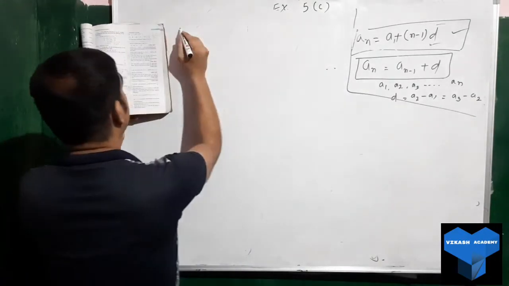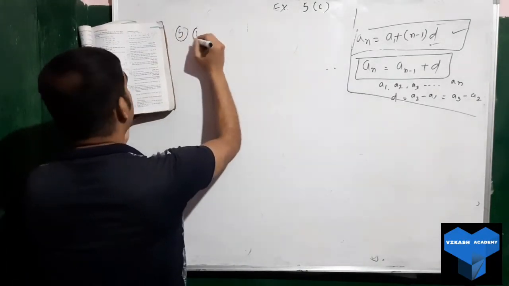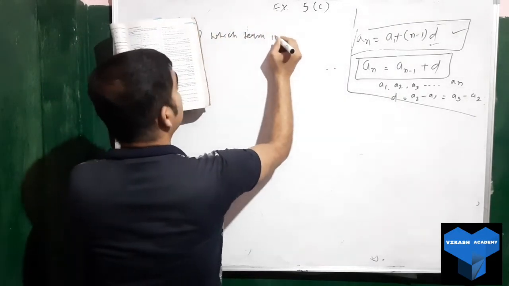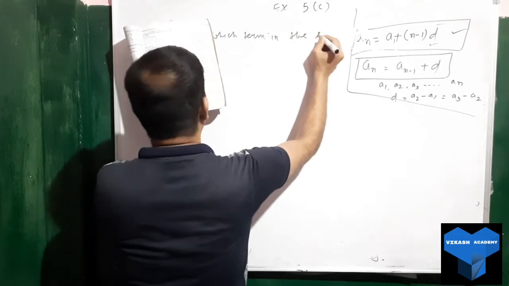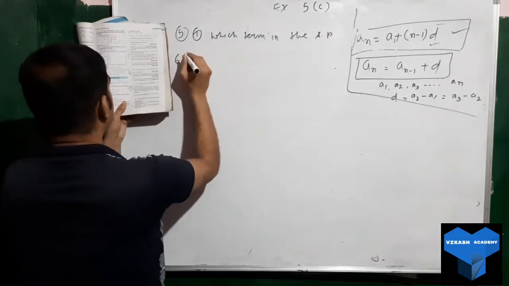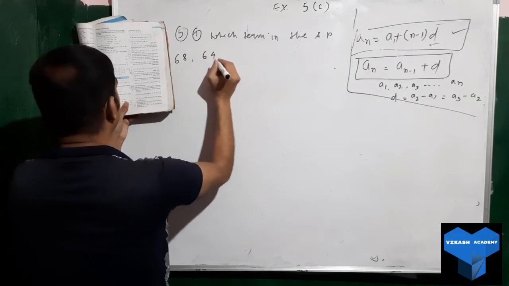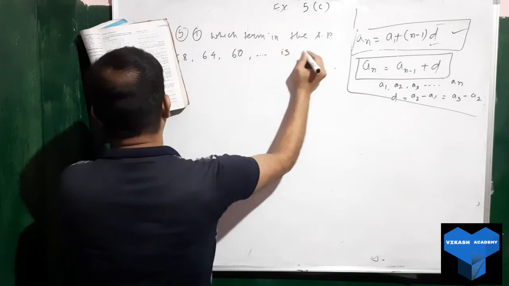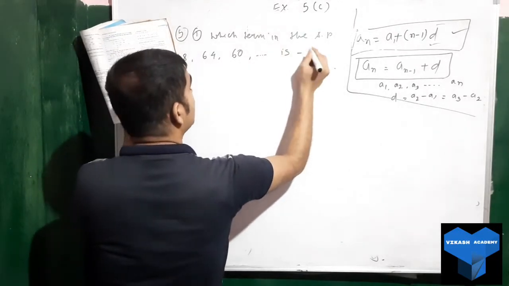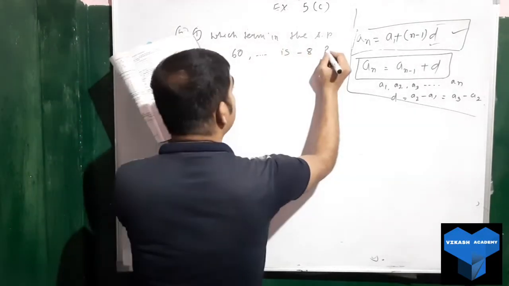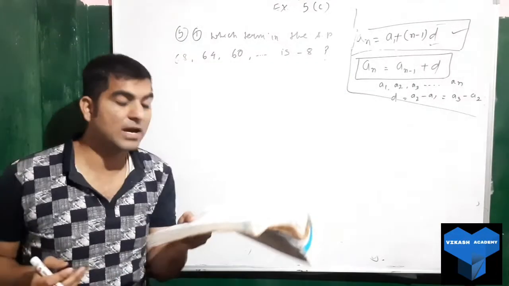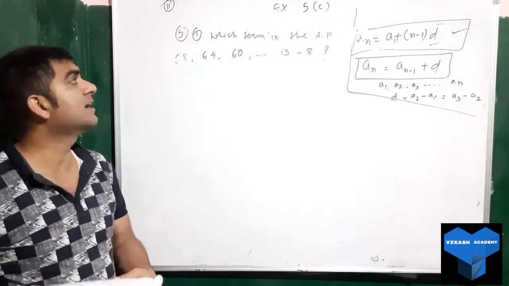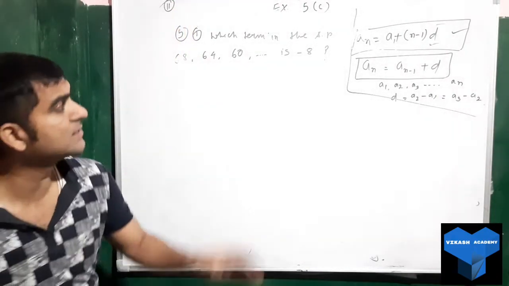So let us try next question number 5. Question 5.1: which term in the AP 68, 64, 60, and so on is minus 8? So try to understand this one nicely, so you can solve the next question, and I'll be moving with question number 6. 5.2 you will be doing by yourselves, exactly similar to 5.1.